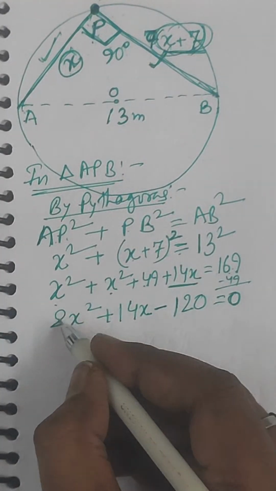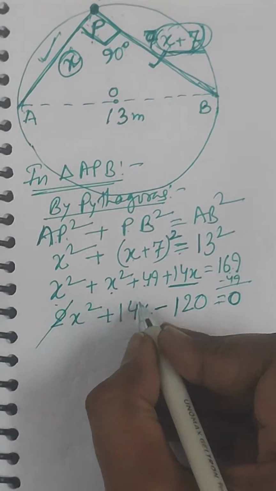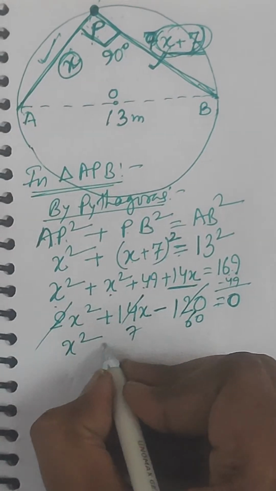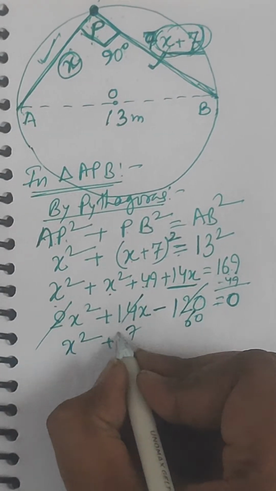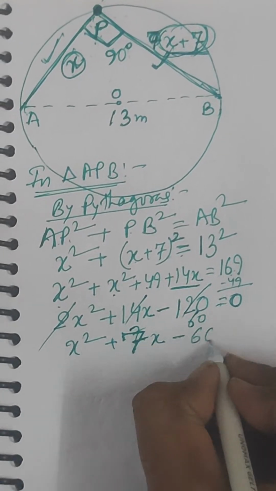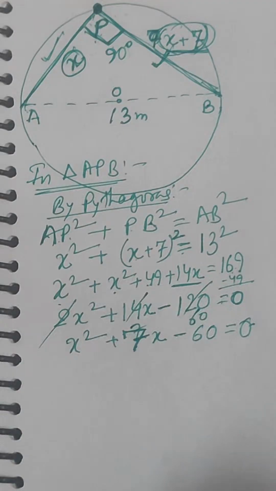Now you can see 2 can be taken as common, 2 7s are 14, 2 60s are 120. So this will give you x square plus 7x minus 60 is equal to 0.